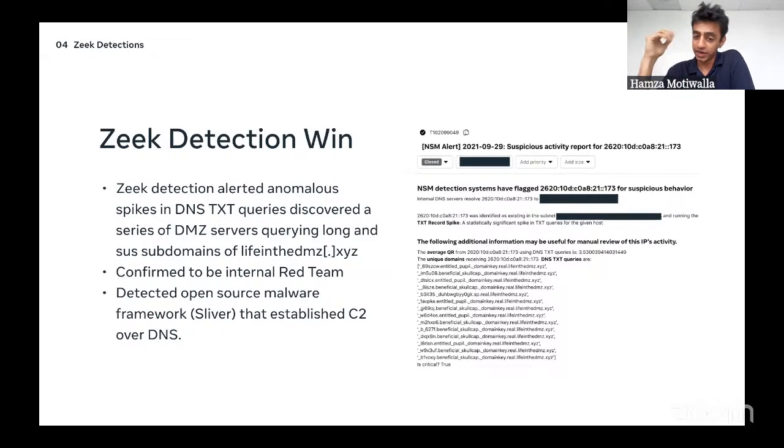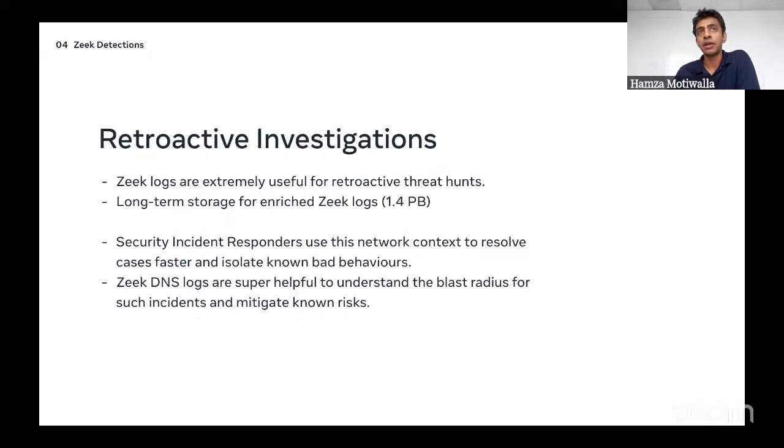And this seemed very strange. It almost gave us the red alarm feeling that, hey, something's happening. Should we have a breach? Let's all wake up. Turns out it was an internal red team, and we caught the red team using an open source malware framework called Sliver, which had established a C2 channel over DNS. So again, perfect validation that we needed, that building detections on enriched Zeek logs was the way to go. And now we've expanded our suite of detections.